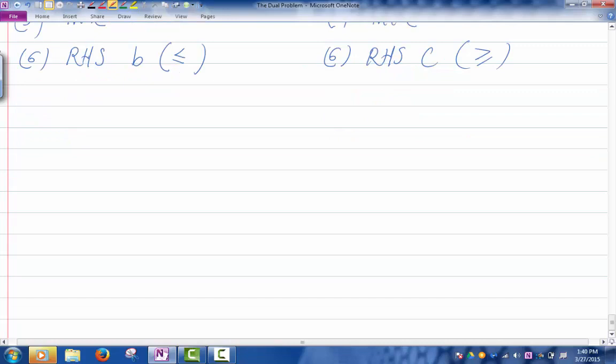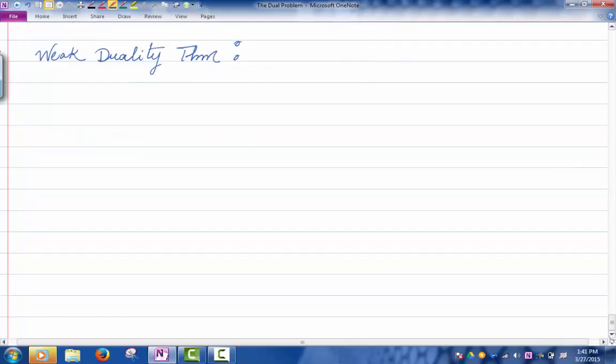So now what I want to give you is a theorem that I'm going to call the weak duality theorem. Okay, and the name suggests that there is probably a strong duality theorem, but we're going to see that later. So what's the weak duality theorem? It says the following.